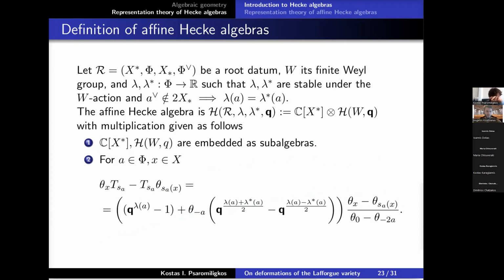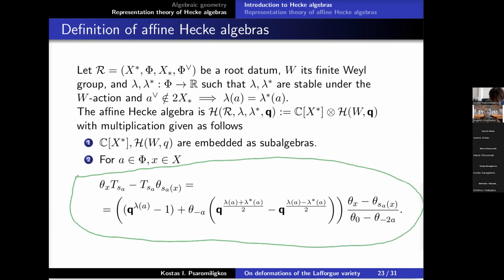So for one, this relation gives us that the W invariant elements are in the center. And also notice that if these two are equal, this large part simplifies by a lot. This becomes 1. This just becomes q to the lambda alpha. You can group these two things together. It simplifies by a lot.